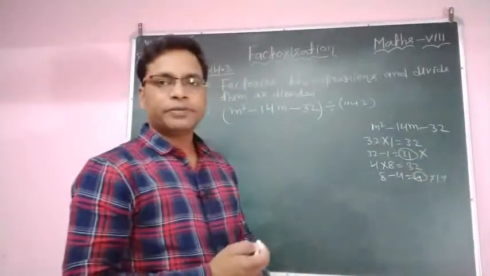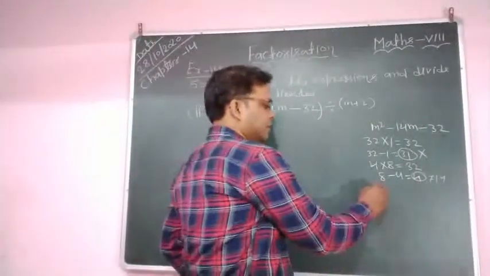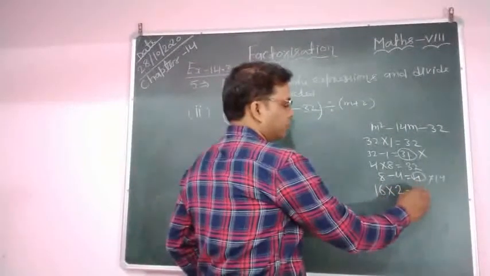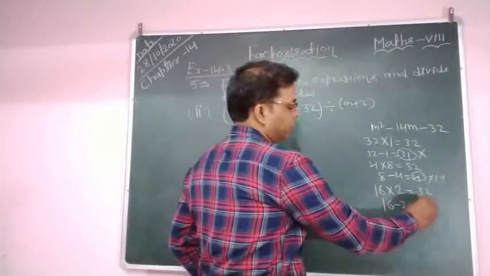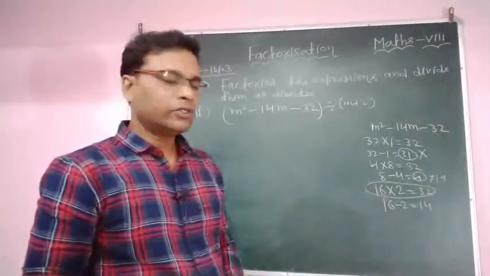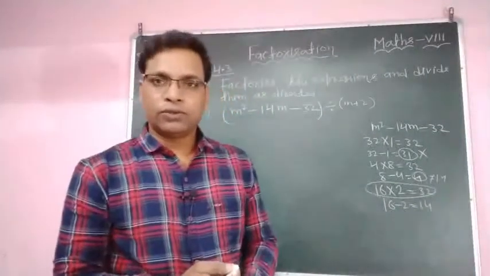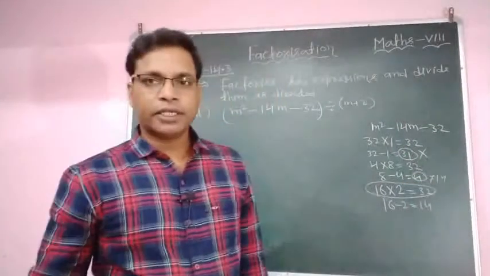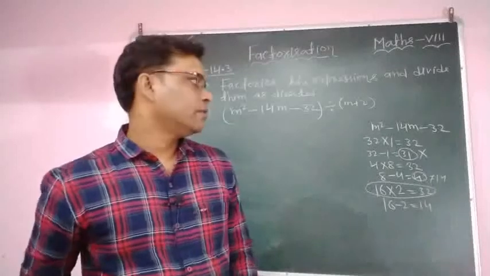Again, we also know that 16 into 2 is 32. Their difference is 14. So we require these factors: 16 and 2. If we subtract 2 from 16, then we obtain 14. This is the middle term. Okay, it means that a into b is equal to 32 and a minus b is equal to 14.